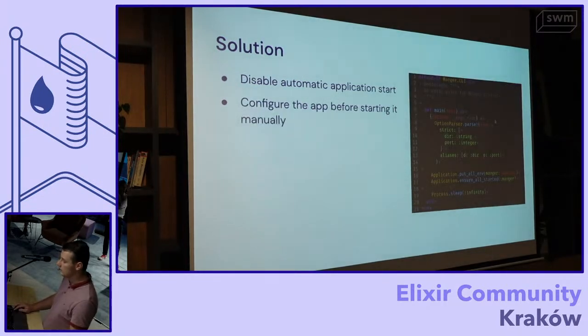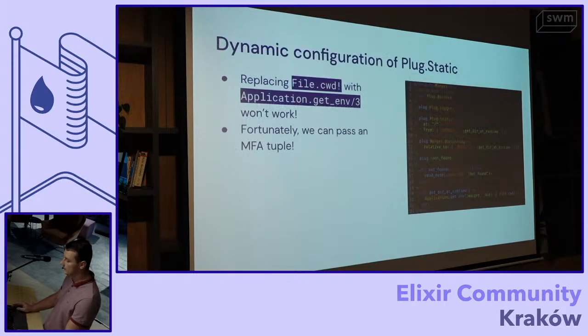I decided to go with the way to configure an application, which is to put it in the application env. I realized while creating this slide that it could be achieved by moving the start of the server into a supervisor, not the application, but a supervisor, which would allow me to pass the arguments there and change the spec of the run process. However, it would not solve another problem, which is passing the configuration to the Plug.Static.